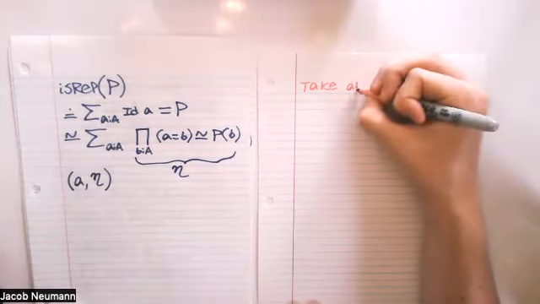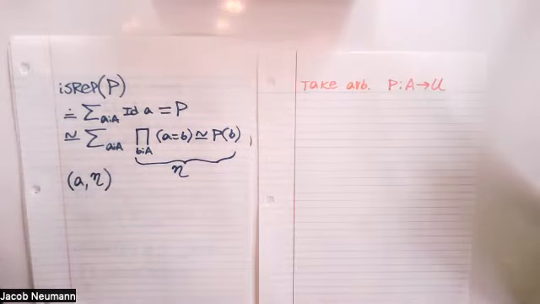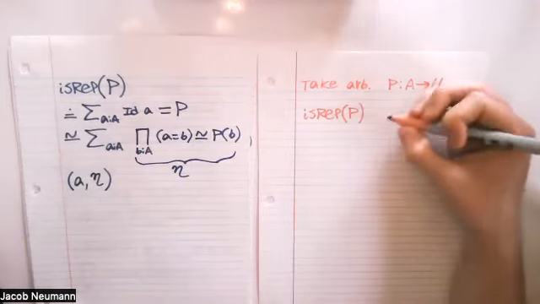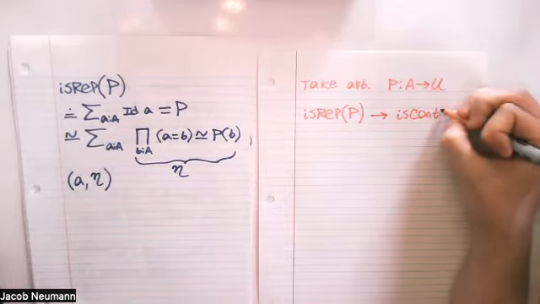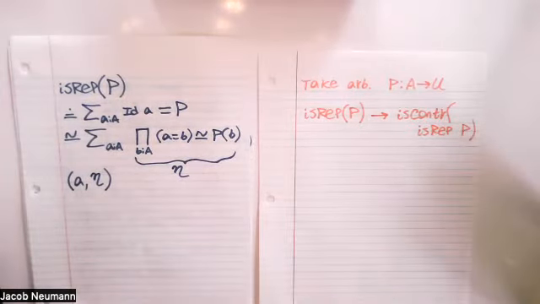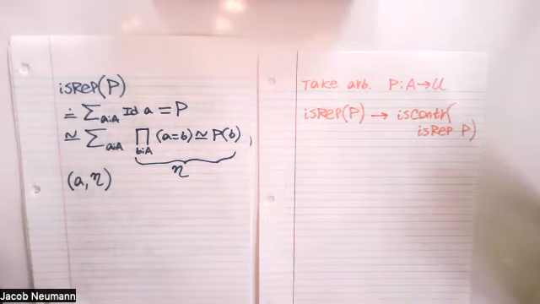Let's do this in pink. So take arbitrary P from A to U. Then what we'll do is show that is rep of P implies is contractible of is rep of P. This is one way to show that something is a proposition: to show that if it's inhabited, it's contractible. Remember, intuitively, the propositions are things that have, up to equality, either 0 or 1 elements. If I show that it has at least one element, then if it's a proposition, it has to be contractible. So this is one way to show is proposition.